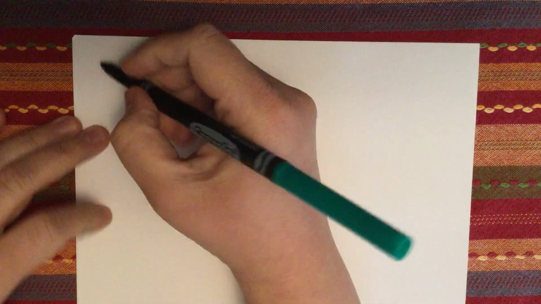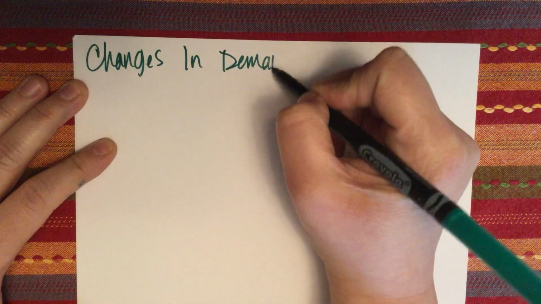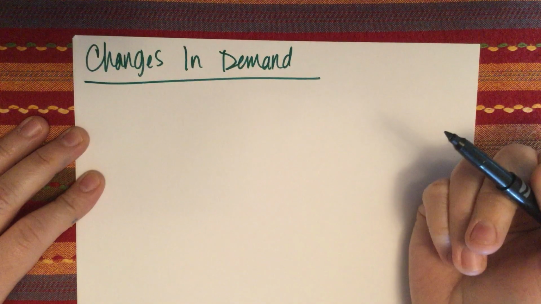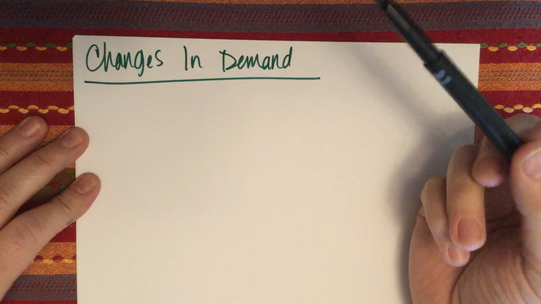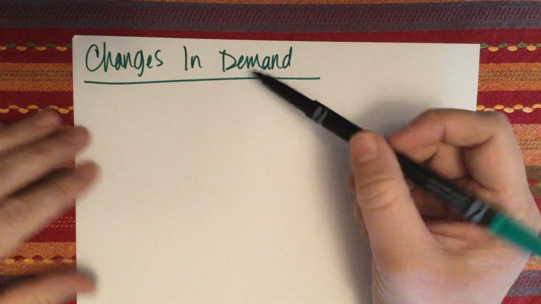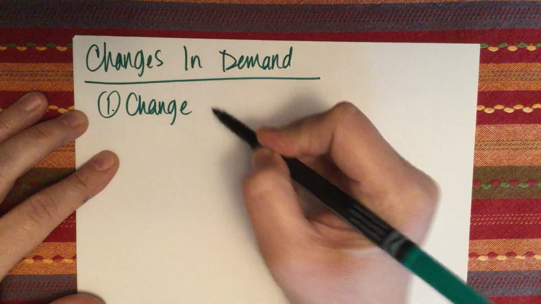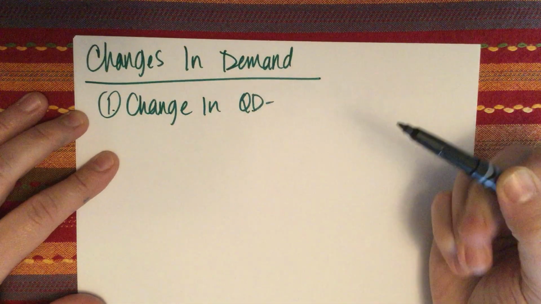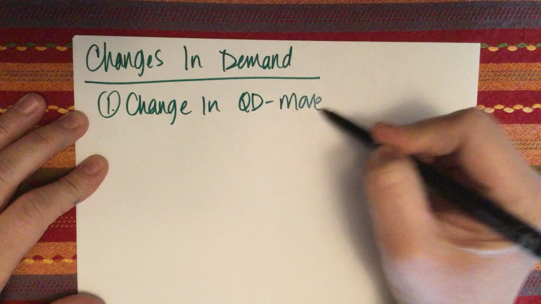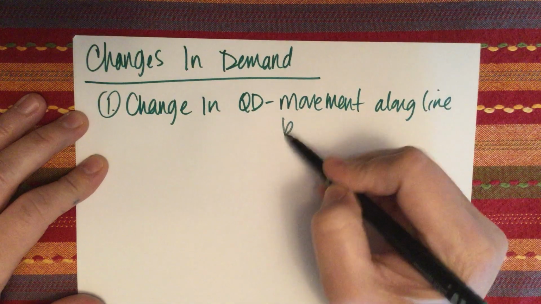Okay, so the second thing that I want to cover is a change in demand. There are 2 types of changes in demand. So I'm just going to label this changes in demand, and there are 2 types. There is a change in quantity demanded and a change in demand. The very first one is a change in quantity demanded, okay? This is going to be illustrated by a movement along the line because of a change in price.